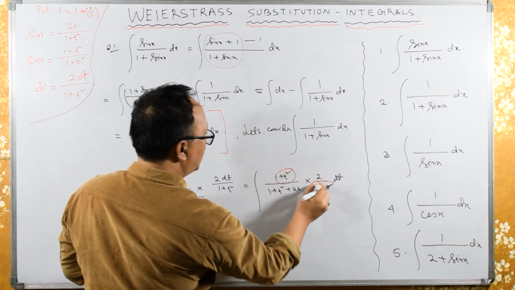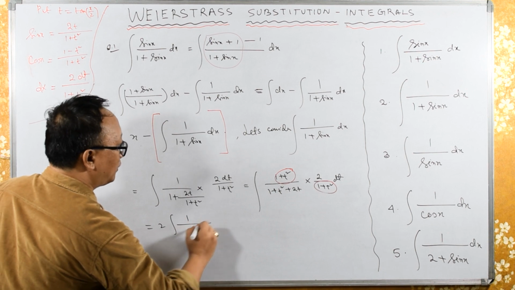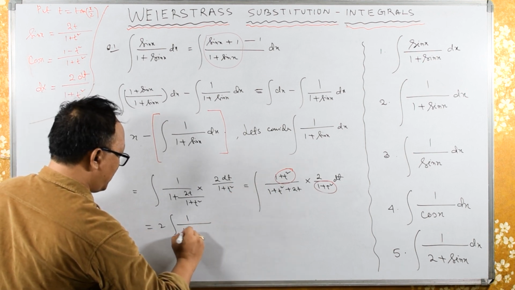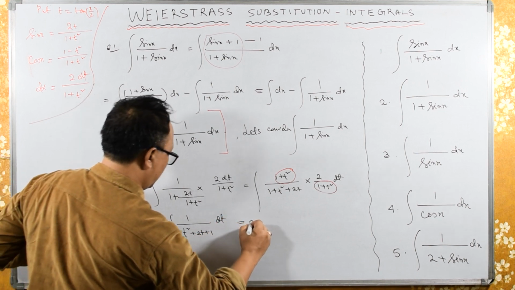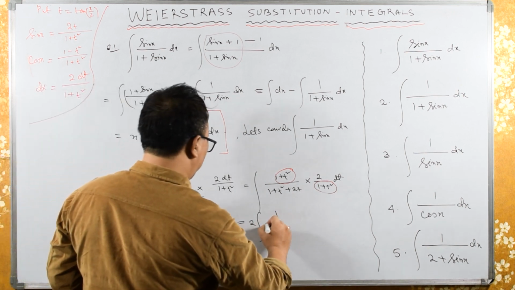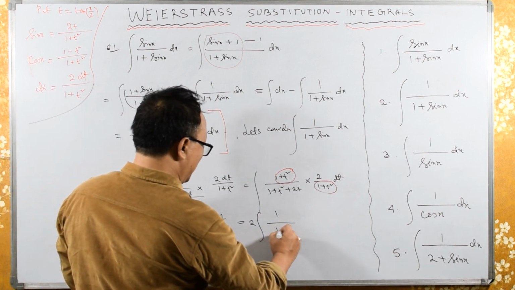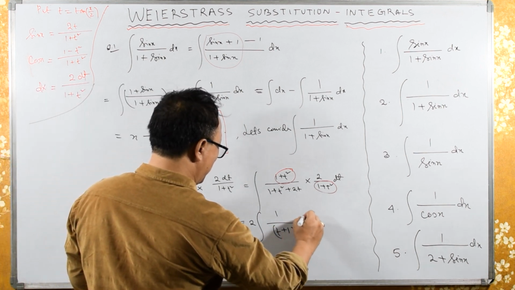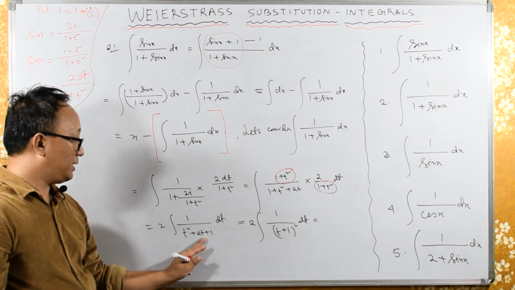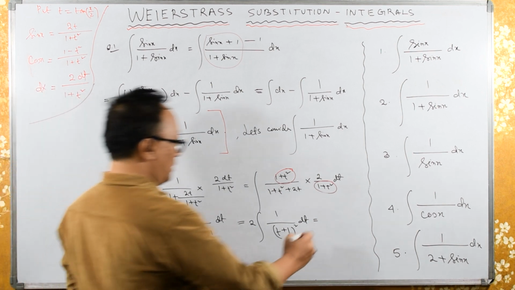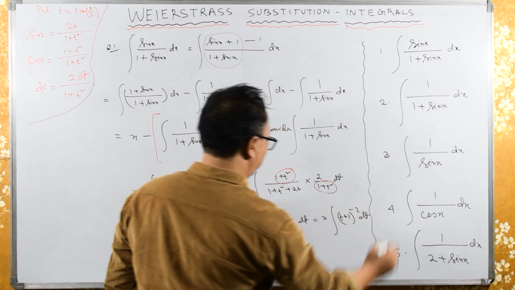Here 1 plus t square gets cancelled. 2 is constant, sending outside, 1 upon, so 1 is remaining, so we have t square plus twice t plus 1 dt equals 2 integral 1 upon, this is same as a square plus twice ab plus b square. It means t plus 1 raised to 2 dt. Expand it: t square, twice t into 1 is twice t, plus 1 square is same as 1. So I can write this as t plus 1 raised to minus 2 dt.